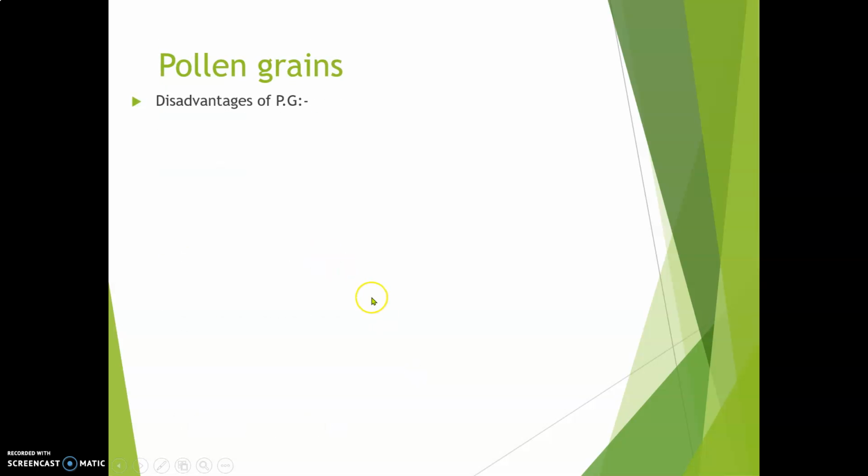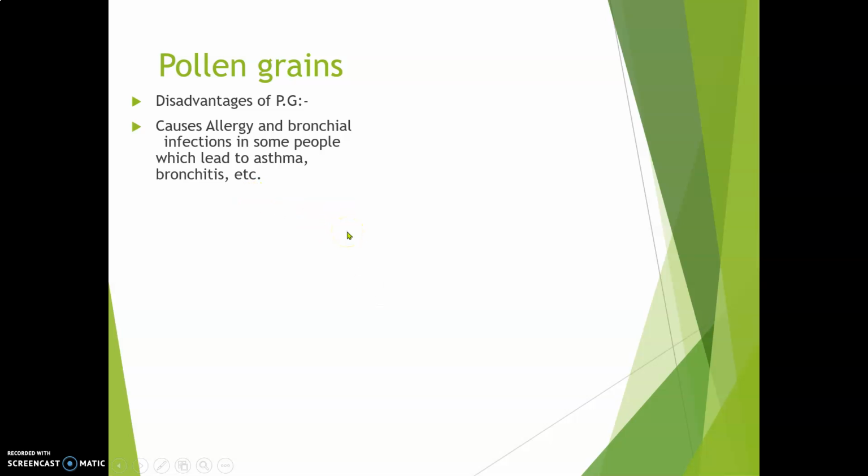Now, there are certain disadvantages of pollen grains. They cause allergies and they may also cause bronchial infections in some people, which leads to asthma, bronchitis, etc. Like Parthenium or carrot grass is one which is a very common allergen.